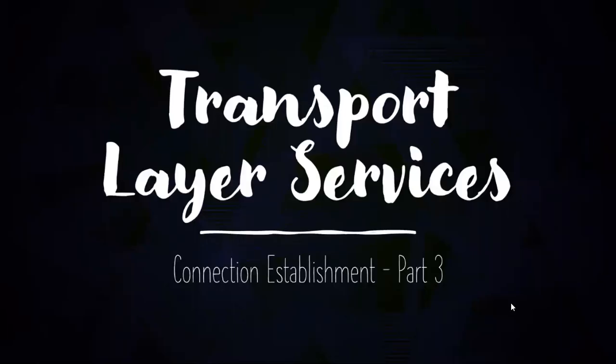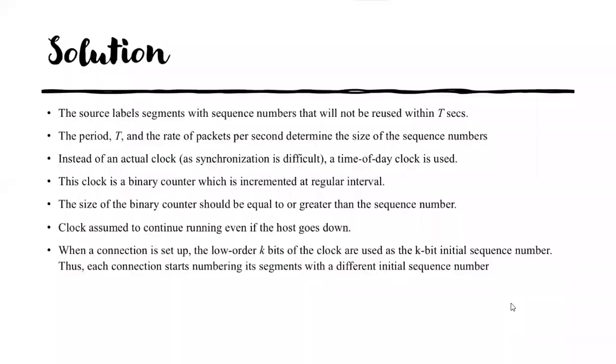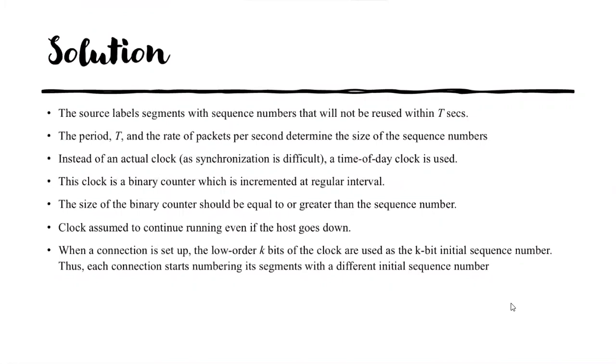Welcome back, everyone. So this is a continuation again on our connection establishment in the transport layer services. We had looked at the problem of delayed duplicates, and we also looked at possible solutions to it, and we looked at the solution of using sequence numbers.